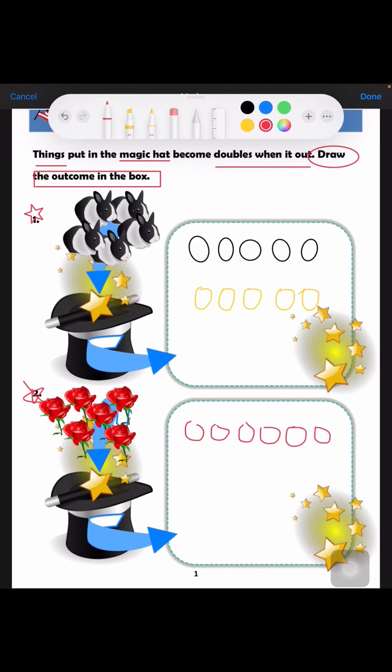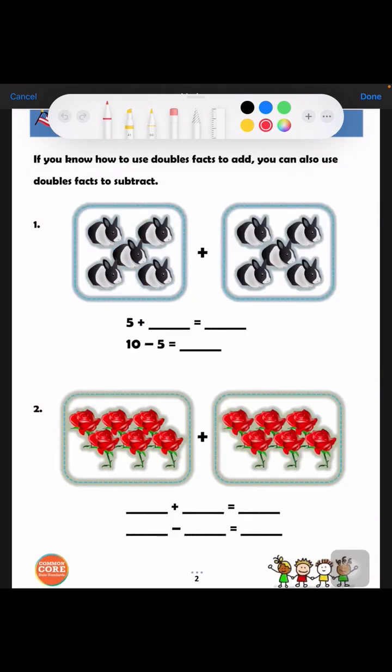And how many rows are there in the outcome? Yes, it should be the double of 6. So we put 6 more circles. And then we move on to page 2.